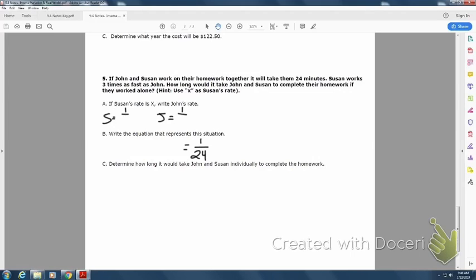Instead of doing a third x, because that'll make my head blow up, Susan's is going to be 1 over x. John's is going to be 3x. And let's think about this for a minute. Because if Susan works 3 times as fast, who's going to take longer to do the homework assignment? John is. So I want to take the time that Susan has, and I'm going to multiply it by however much faster Susan works to get John's. So if it takes Susan 10 minutes, it would take John 30 minutes. Okay?